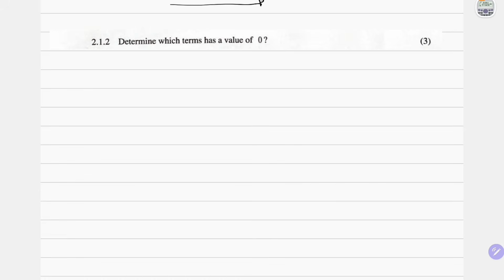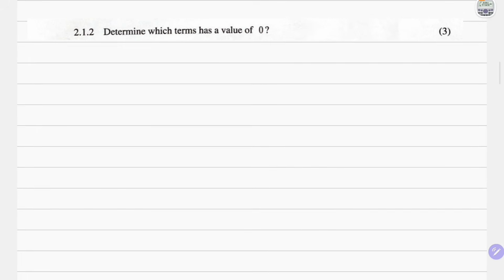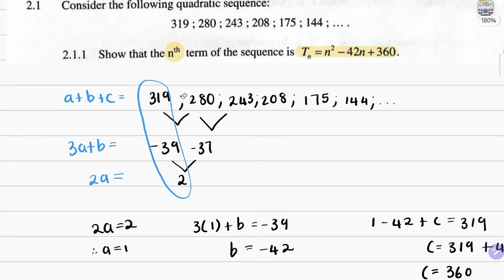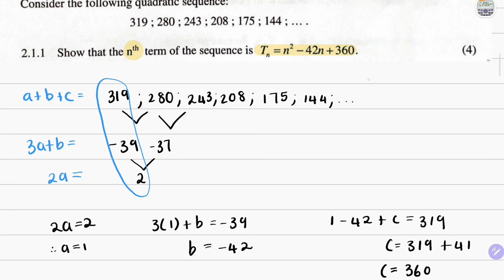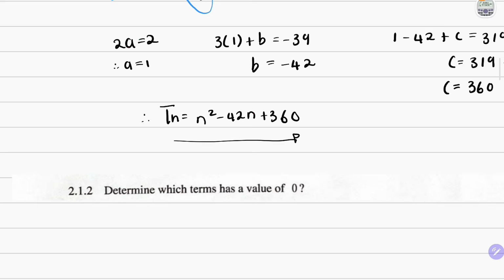Question 2.1.2 says determine which term has a value of 0. So which term? These are term values, and their positions are term numbers. For example, here this is the second term. So the position is 2, but the term value is 280. They want us to tell them which term has a value of 0. So in place of Tn, we're going to substitute 0.